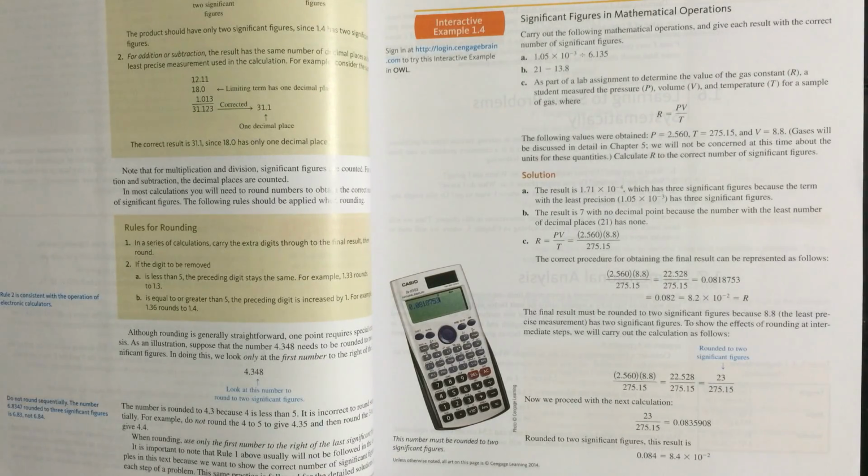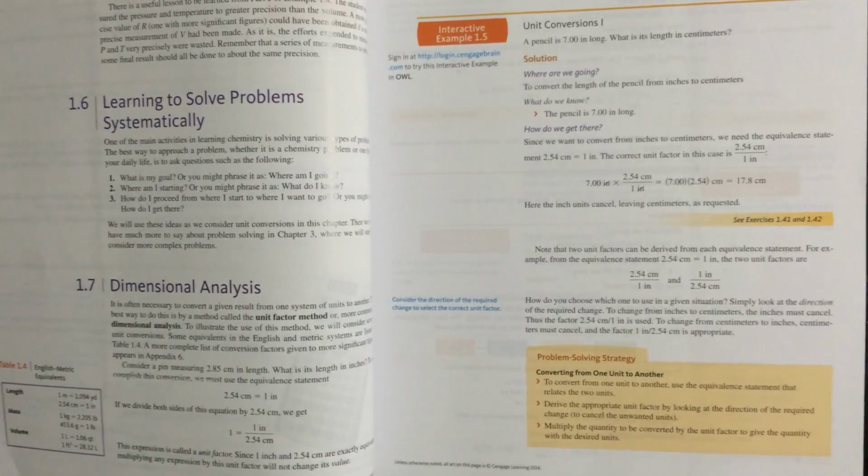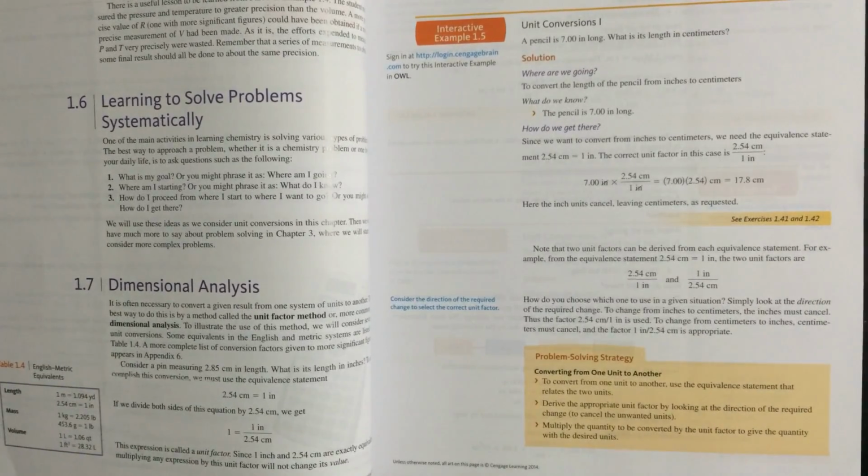To show the effects of rounding at intermediate steps, we will carry out the calculation as follows. Note that the intermediate rounding gives a significantly different result than that obtained by rounding only at the end. Again, we must re-emphasize that in your calculations you should only round at the end. However, because rounding is carried out at intermediate steps in this text to always show the correct number of significant figures, the final answer given in the text differs slightly from the one you obtain.